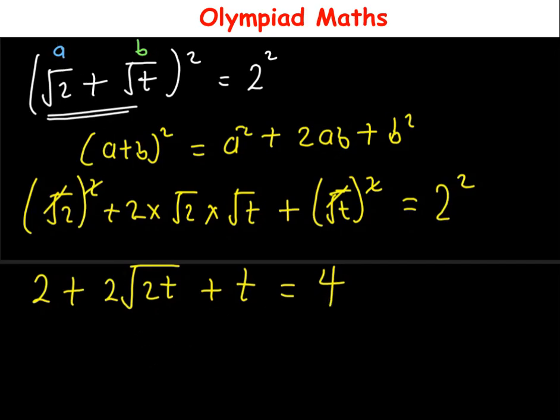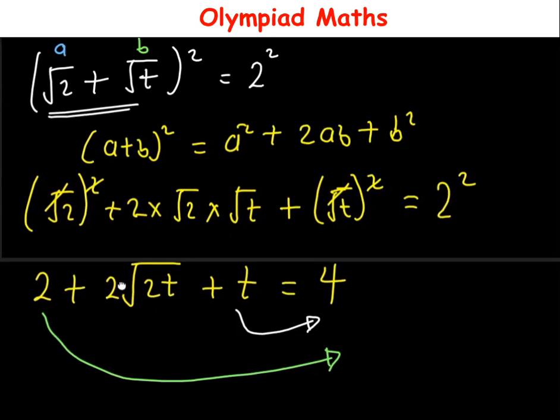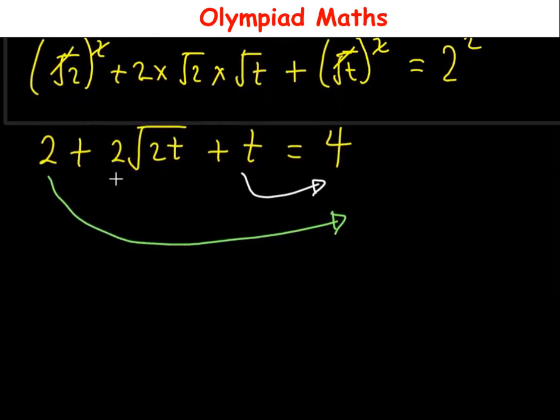So with this, the next thing we're going to do is move plus t over to this side of the equation and also move plus 2 over to this side of the equation, such that what is left here is 2 root 2t. So 2 root 2t is equal to, we have 4 here. Then if plus 2 crosses the equality sign, it becomes minus 2. And also if plus t crosses the equality sign, it becomes minus t.